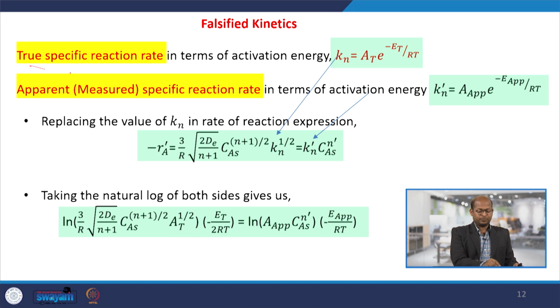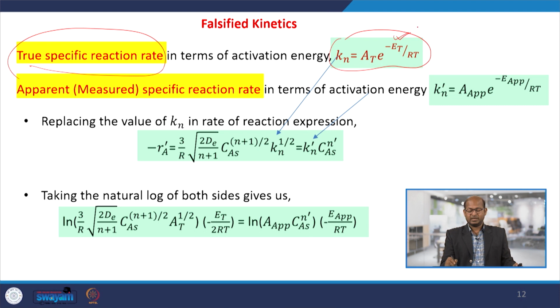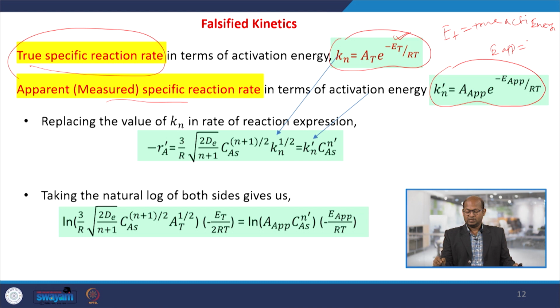If we express the true specific reaction rate, or reaction rate constant, in terms of activation energy, and the apparent or measured specific reaction rate in terms of activation energy, then Et is the true activation energy, and E apparent is the measured or apparent activation energy. So, this is apparent and this is true.